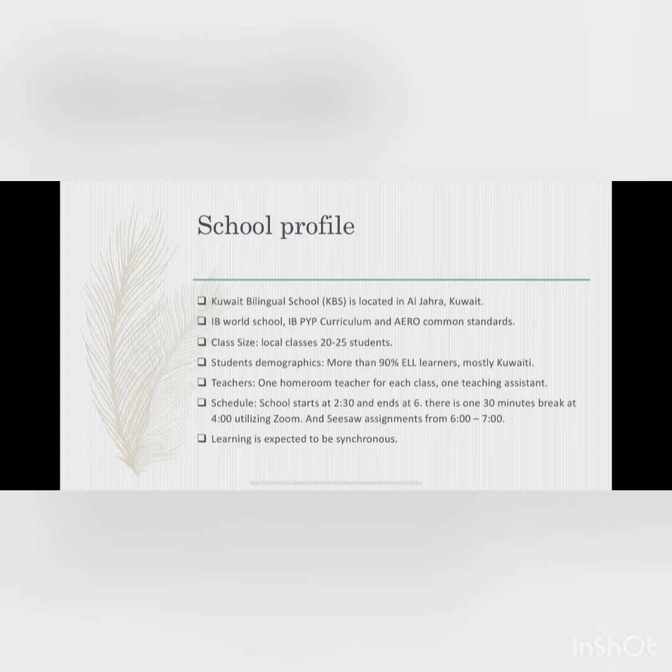Our school is located in Al Jahra, Kuwait. It is an IB World school that follows the IB PYP curriculum and the IRO standards. We usually have 20 to 25 students in our classes. Almost 90% of our students are ELL learners who are mostly Kuwaitis. There is one homeroom teacher for each class and one teaching assistant up to grade 2, where they start sharing the assistant for 2 classes.